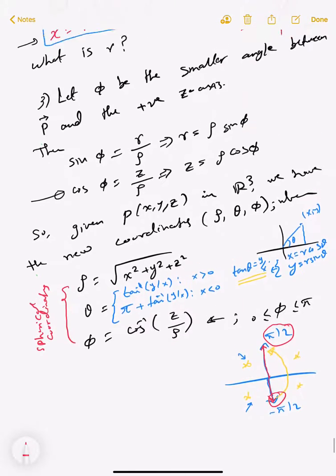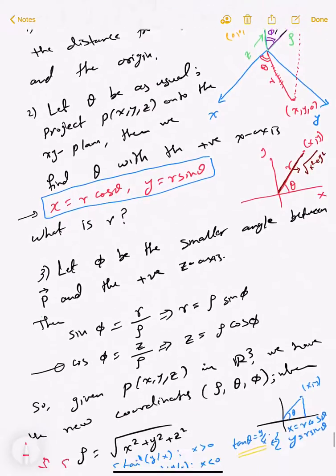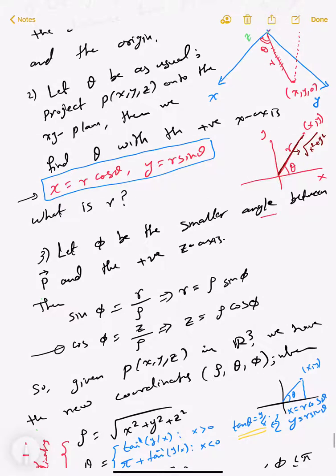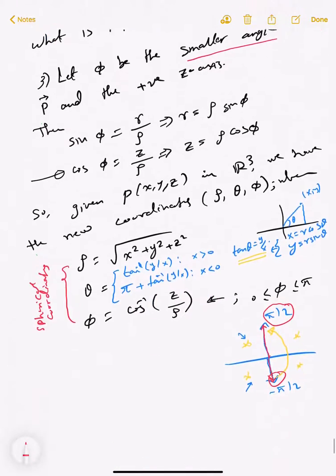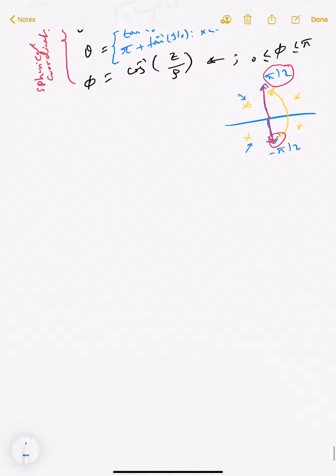Okay, before we continue, let's just emphasize the meaning of the smaller angle. Remember, when we talked about phi, we said it is the smaller angle between the vector p and the positive z-axis. So let's just talk a little about phi.